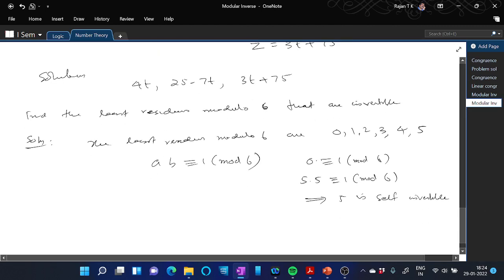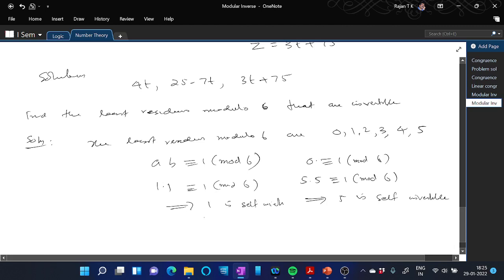Now what about the other numbers? Remainders, residues, 1, 2, 3, 4, 5. Is 1 invertible? 1 into what number is congruent to 1 mod 6? 1 into 1, we know, is congruent to 1 mod 6. And therefore 1 is also invertible and it is self-invertible.